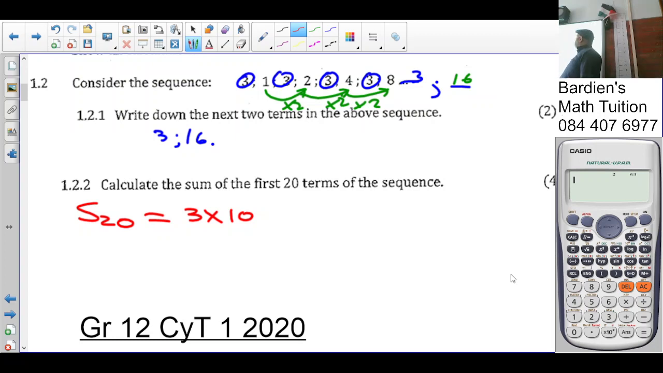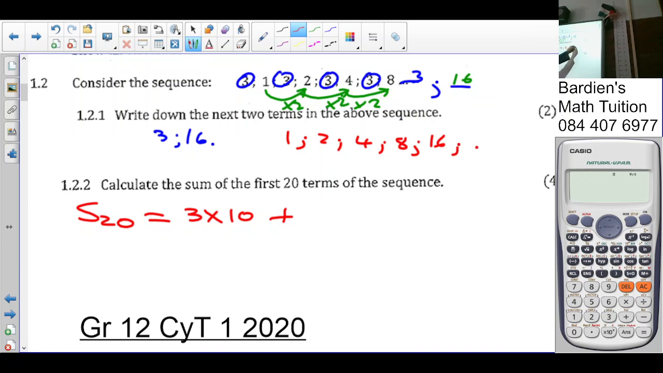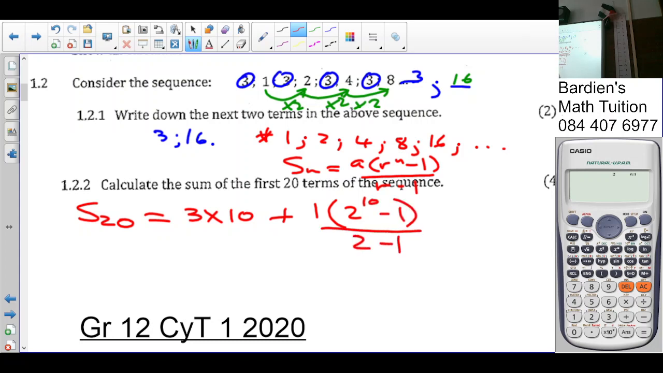the easiest way to work out that 10 threes is 3 times 10. Plus, if you look at this part of the pattern, which is 1, 2, 4, 8 and so on, we know it's a geometric pattern, not so? What is the formula? Sn is equal to a r^n minus 1 over r minus 1. So your a value, of course, is 1, r is 2, because I'm multiplying it by 2. And 10 will come from this pattern. Not so? So it's going to be 2^10 minus 1 over 2 minus 1. From here, just put it in the calculator.